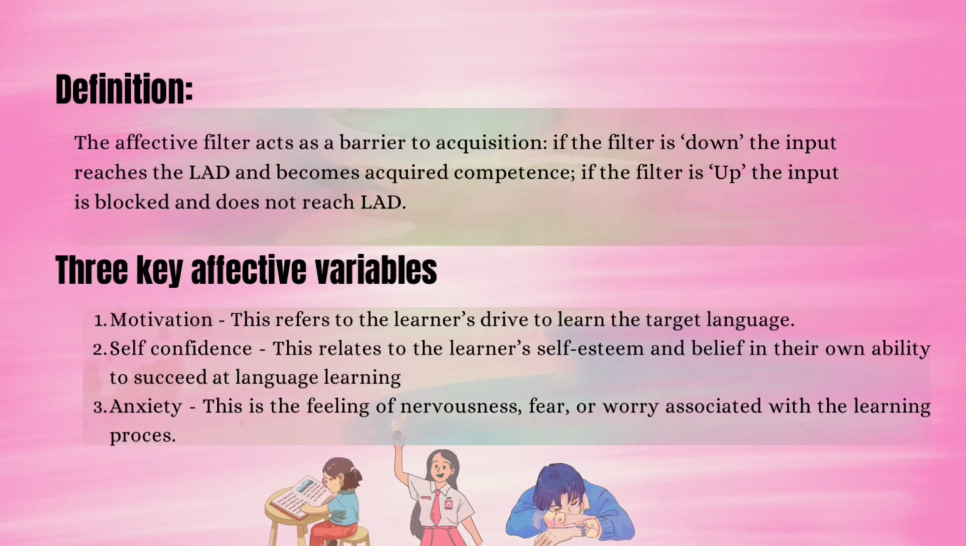Definition: the affective filter acts as a barrier to acquisition. If the filter is down, the input reaches the language acquisition device and becomes acquired competence. If the filter is up, the input is blocked and does not reach language acquisition device. A learner can have either high affective filter or low affective filter.